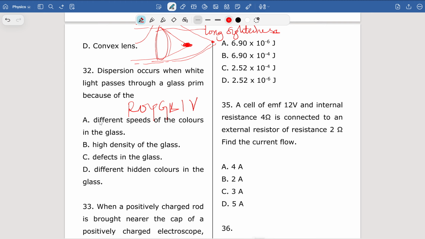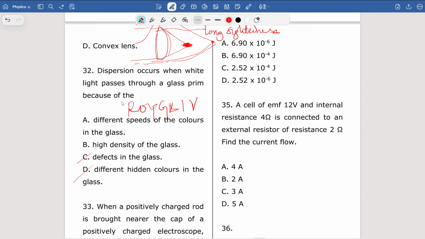So when you look at the options very well, one thing about this exam also is that you try to eliminate options. So C and D are not actually making sense like that. So you are left with A and B. So A, different speeds of the colors in the glass.